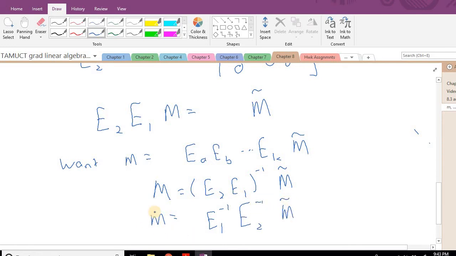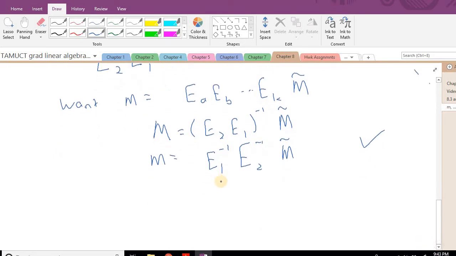All right, so here we have M now. This actually meets exactly my conditions, right? Because here I have an elementary matrix. We know that the inverse of an elementary matrix is also an elementary matrix. So these two are elementary matrices. And then this is a matrix with a zero row. Right.